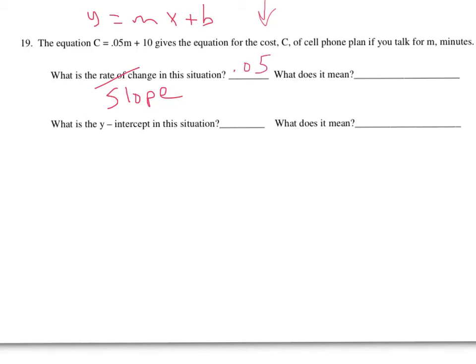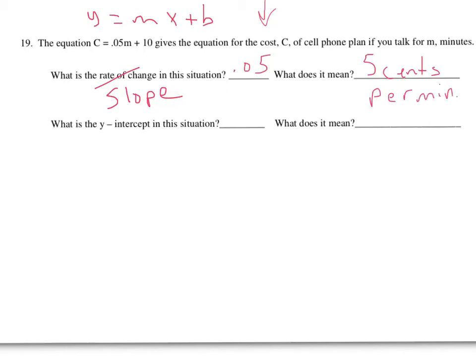And what does that mean? Well, in this situation, since we're talking about cell phone plans, it means that it's going up 5 cents every minute, so 5 cents per minute.